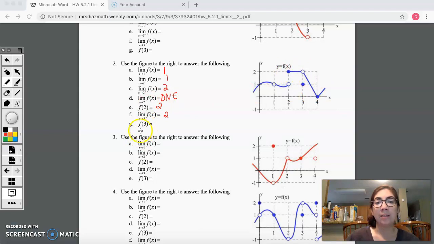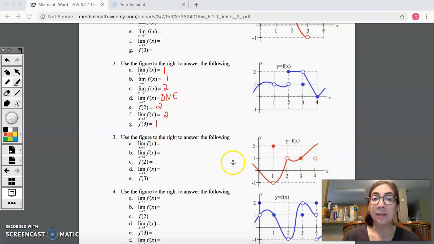And then the last one here is f of 3. So we are going to go to 3 and figure out what is the value that is the closed point. It doesn't have to be on the curve, so this one is going to be the closed point is at 1. And that's f of 3.